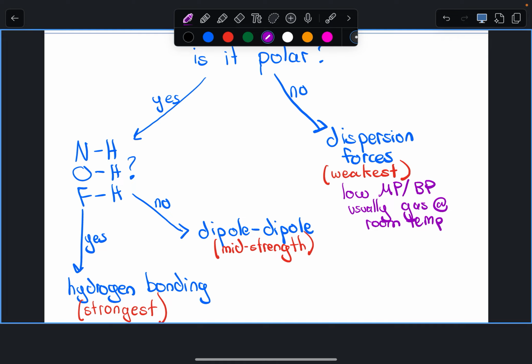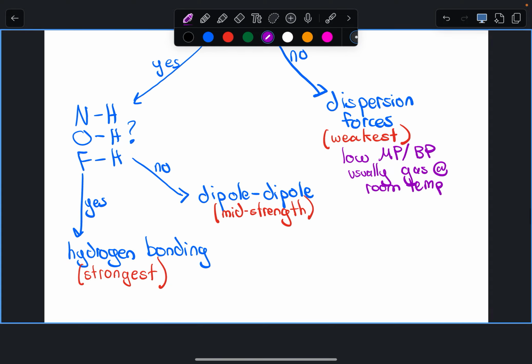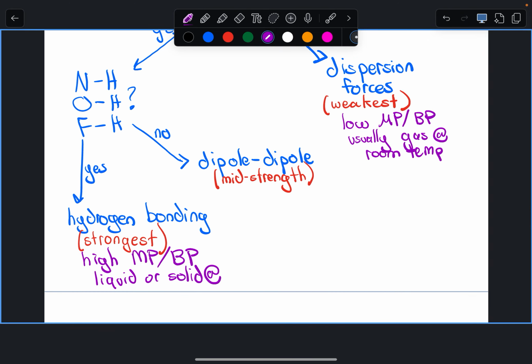Okay, the dipole ones, mid-boiling point. This one has probably a pretty big range. So they might be gases, they might be liquids. Depending on their size, they could even be solids. The hydrogen bonding, these are our higher melting points and boiling points. So we'll say liquid or solid at room temp. And I just didn't put anything for the middle one because they're somewhere in the middle.